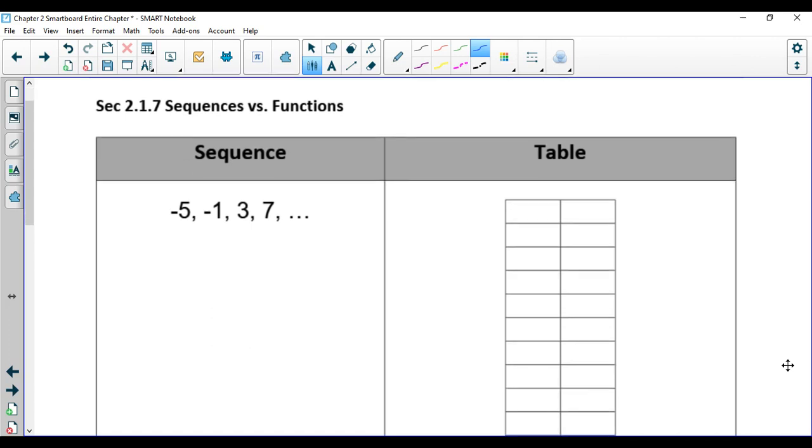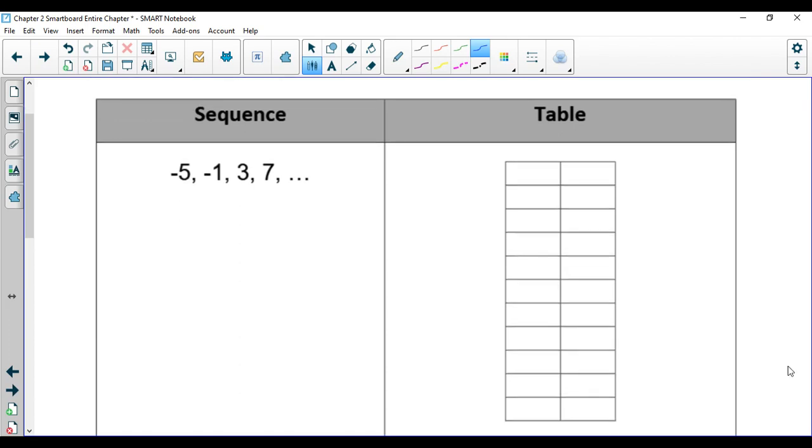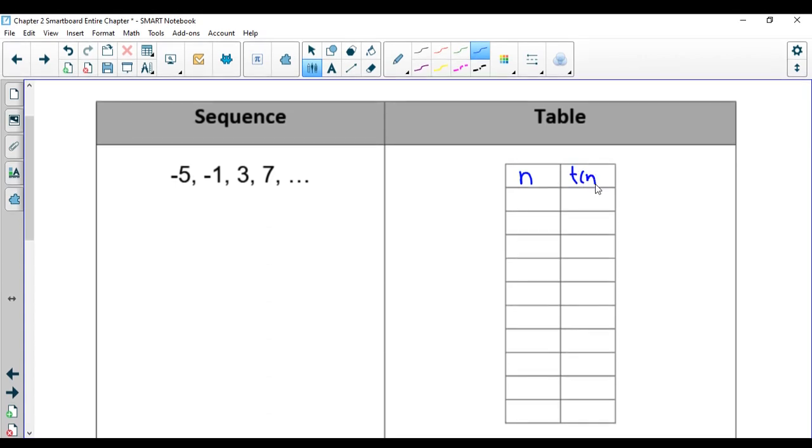On the front of this page, we see this sequence: -5, -1, 3, and 7. Notice we have a blank table here, so we're going to put our values in. This would be the n. Remember, our inputs are n's for sequences, and our output would be t of n. Think about what value we always start our sequence tables with. That would be 0. So we'll go 0, 1, 2, 3, 4, 5, 6, 7, 8, and 9.